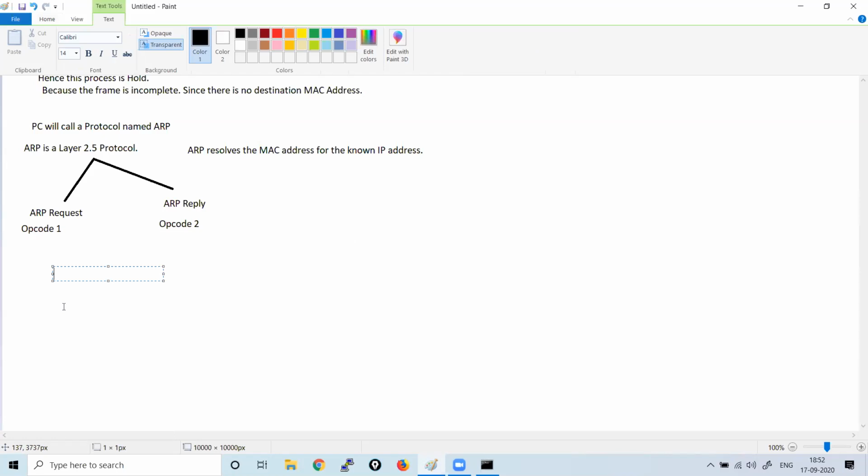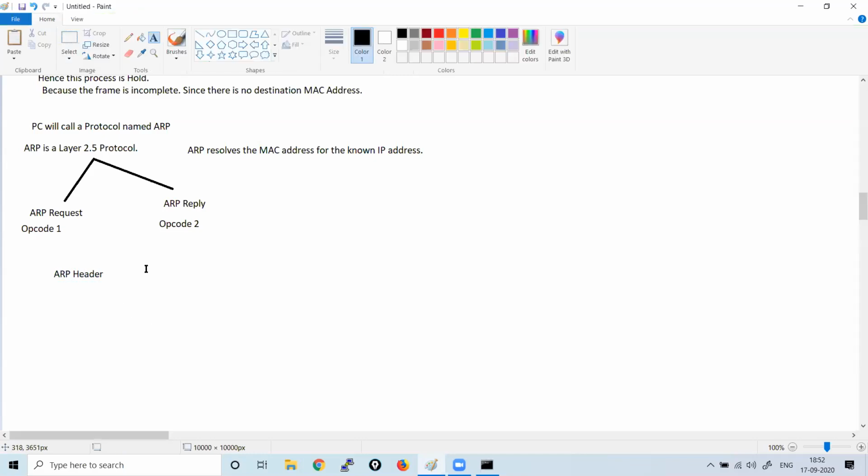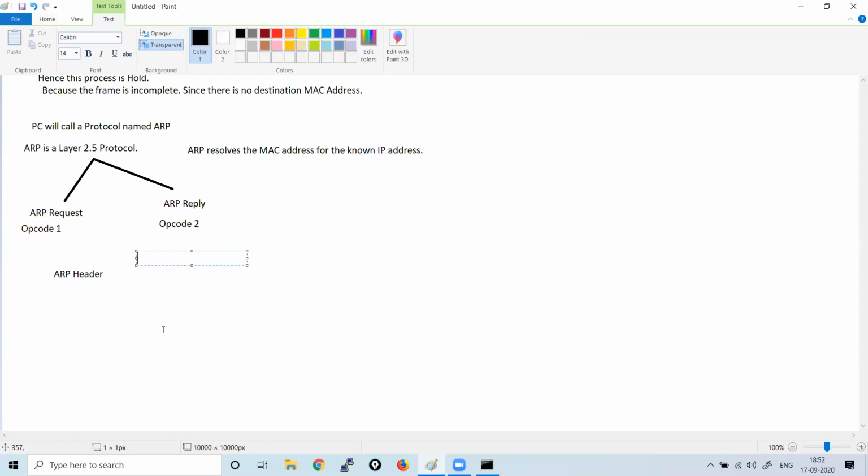Let's start with the ARP header. The fields in the ARP header are: sender IP. What is the sender IP? Correct. Sender MAC. What is it? 0B.